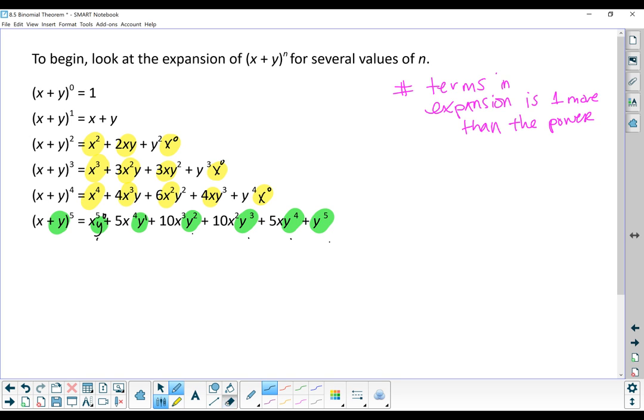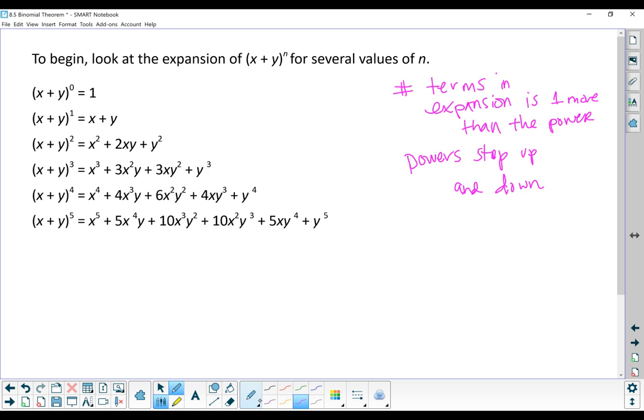Okay, and then another thing that you might notice, let's see, I'm going to write that one down. Powers step up and down.